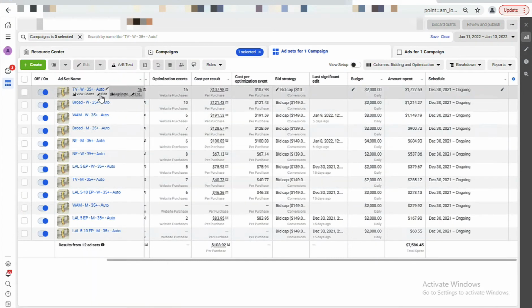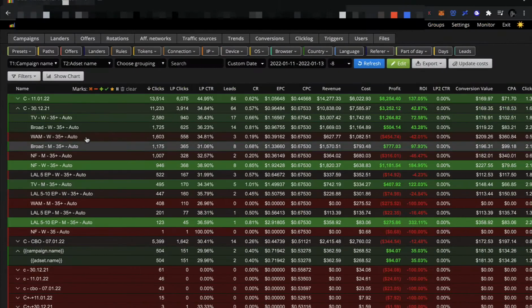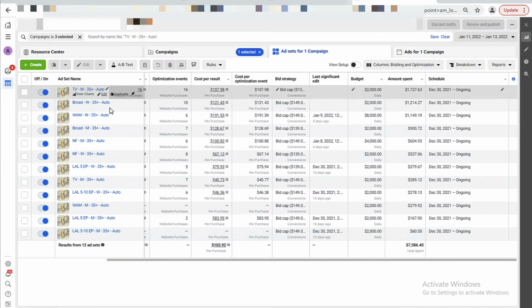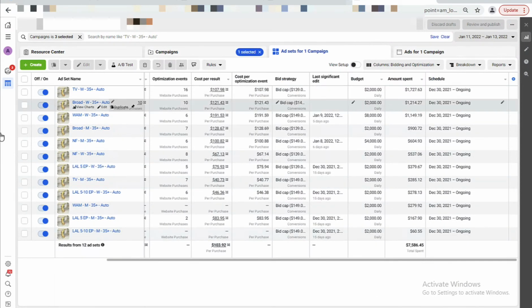So TV women, again, we're stacked up by link clicks. TV women has spent $17.27. And, a couple of dollars out, 72%. I'm happy with that. It's a good ROI. Broad Women. Let's go back and find what's Broad Women spent. Broad Women has spent 12.14.